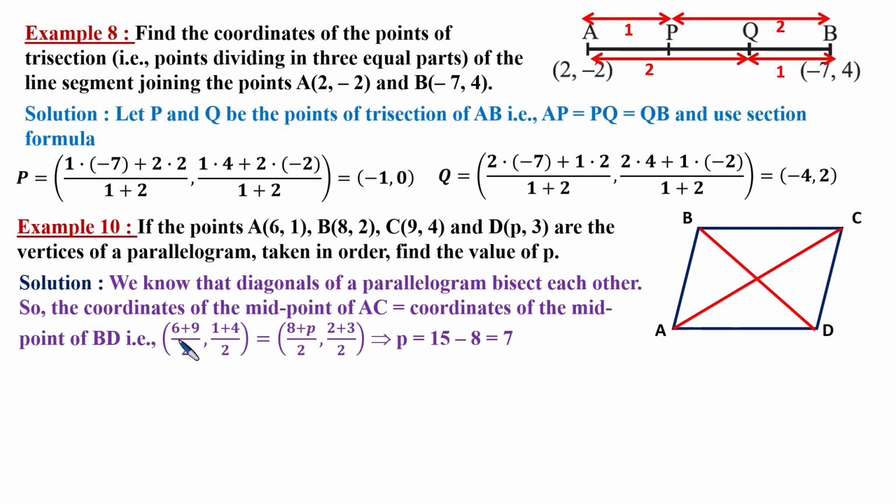And so this has to be also equal. So you just equate this, 8 plus P by 2 is equal to 6 plus 9 by 2. So you can get P is equal to 7. So this value of P will be 7.